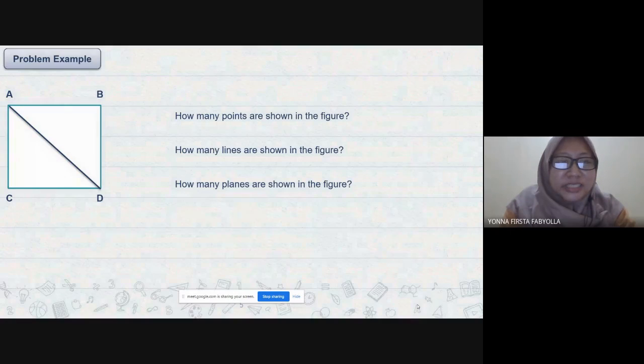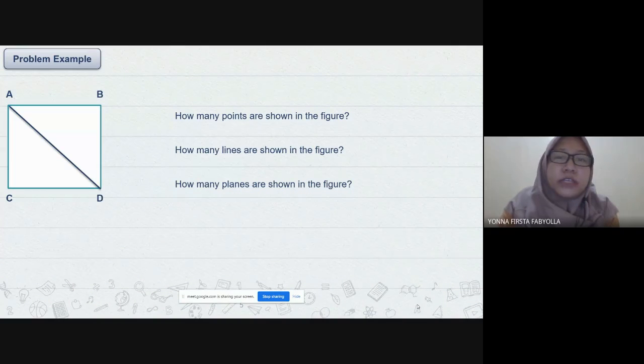The next is problem examples. The first problem is how many points are shown in the figure. So let's count this together. The first point we have A point, second is B point, third is C point, and the last is D point. So the conclusion is we have 4 points: A, B, C, and D.